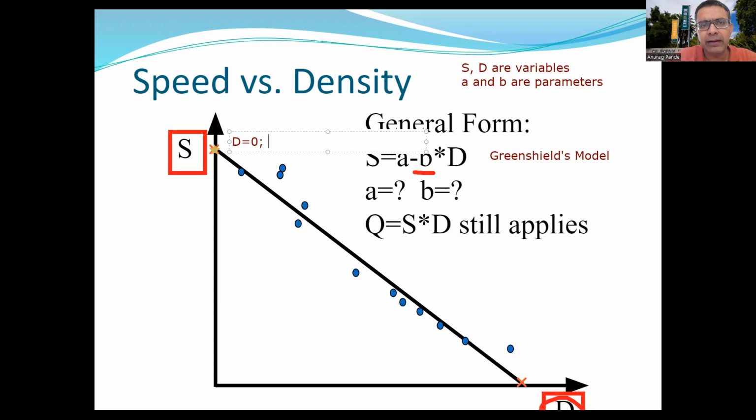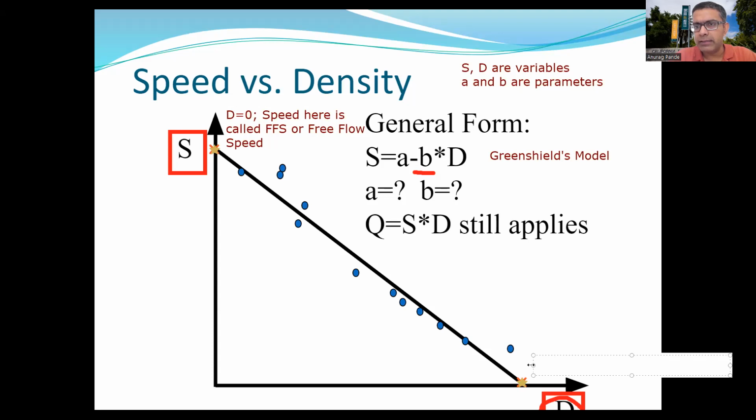And the speed here is called FFS, or free flow speed. So we call the speed here to be the free flow speed. Okay. Now let's think about this point, the other side of this, right here. Now this is on the density axis. That means the speed here is 0. So here, what happens here is that S is 0.